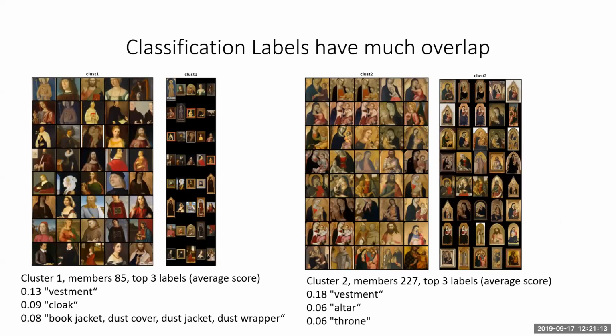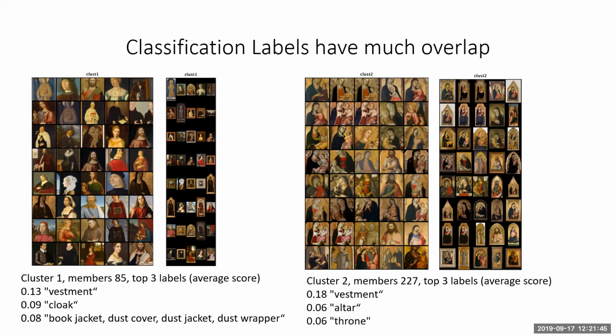Okay. And if we look at the classification labels, there's actually a lot of overlap. For example, those two clusters I showed before, the vestment class. Remember, this is a network trained to recognize 1,000 objects. One of them was something called vestment. There's also cloak, book jacket, altar, throne. Those are also prominent kinds of objects that get classified, or predicted, out of these images.